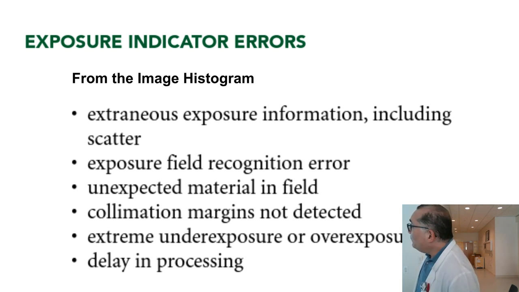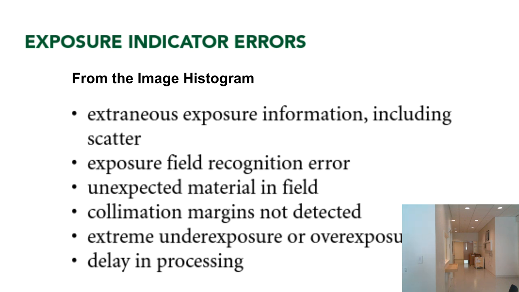Things that we've talked a little bit about already, right? If you have extraneous exposure information, which I guess the only thing that really falls into that would be scatter, maybe leaving your cassettes in the room in between exposures, which is never something you should do. But how many techs do that all the time? They have 3 images to do.